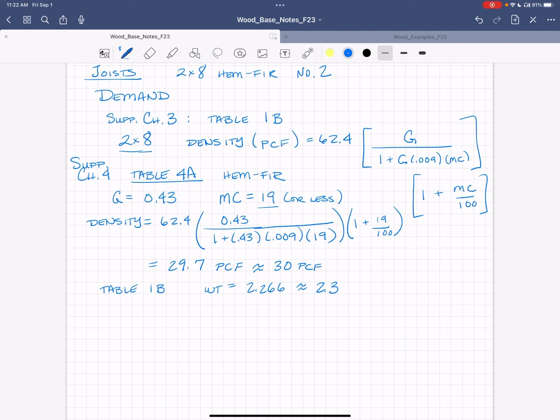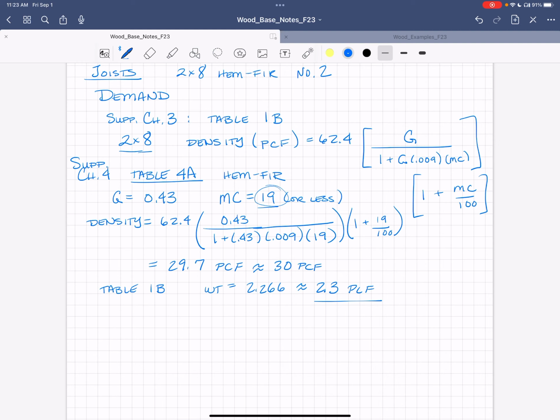Why is it okay in this case to just say 2.3? Other than, like, when do you say when it's close enough or not close enough? Well, what have we assumed here? We've assumed moisture content, and that's going to vary a little bit. There's some variance in here. We probably don't need to go out to the thousandths place. So this will work for our wood design.